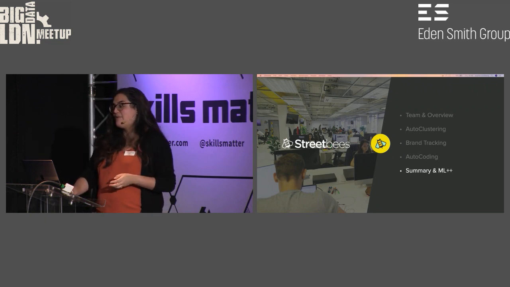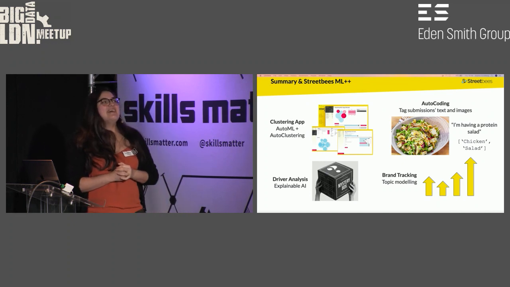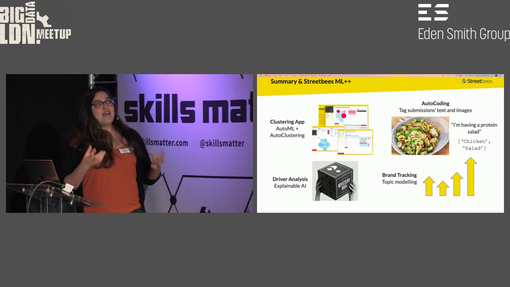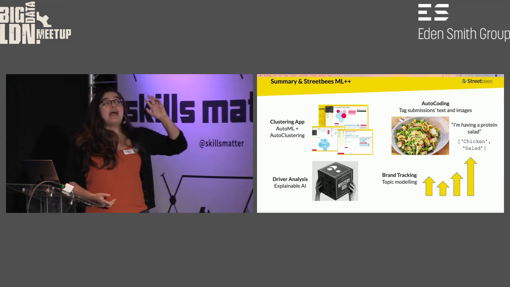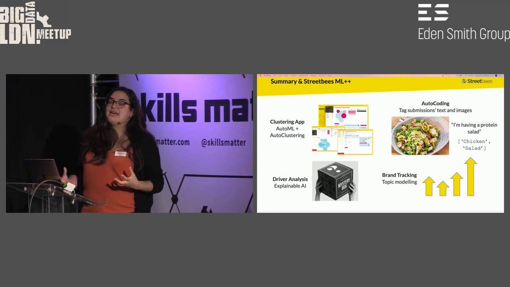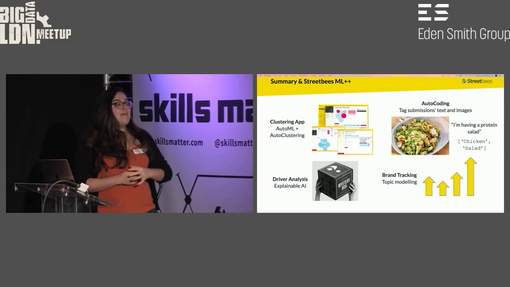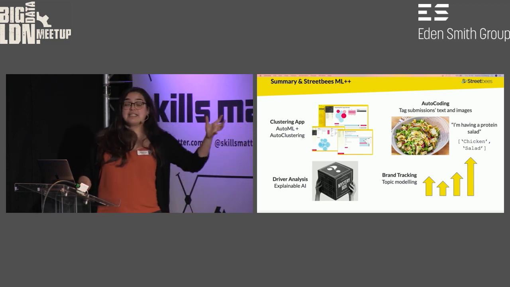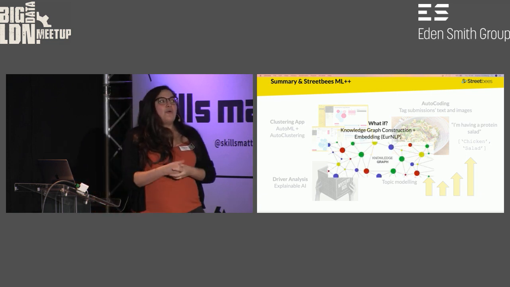Just to summarize what I've gone through. I've done a really quick description of what we do at Streetbees, how machine learning is used in our various products, from clustering to brand tracking, and our auto-coding as well, which is really important for clients to get insights from our data, because it's all open text and we let people say what they want. I also briefly told you about driver analysis and how that uses explainable AI, but also the future of Streetbees.